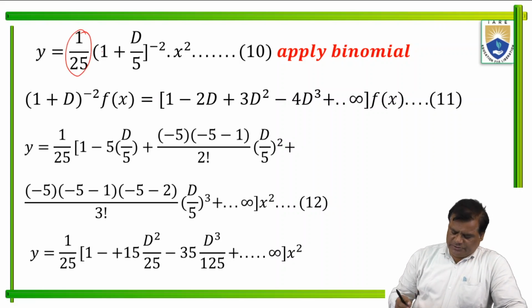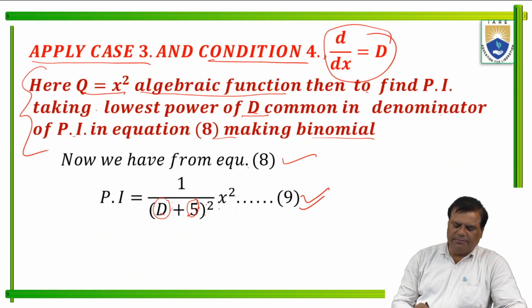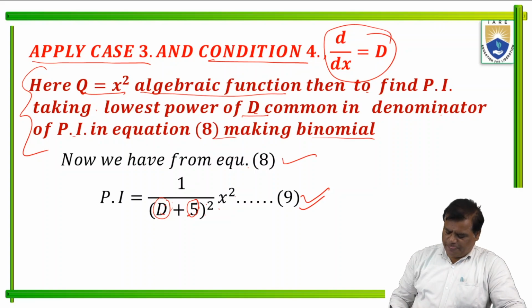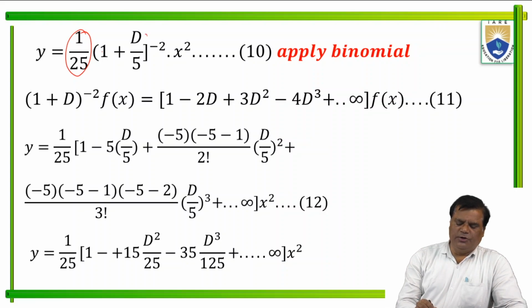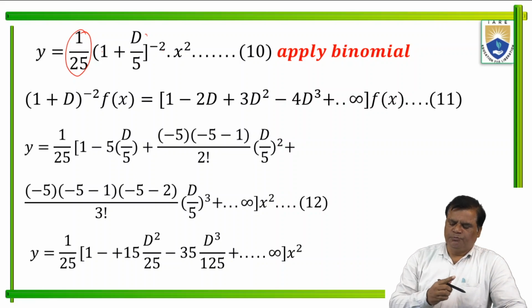And 1 plus, if we take 5 common, then here is 1, and D becomes D by 5. This 5 goes to the denominator of D. So I am writing here (1 plus D upon 5) whole square, whole to the power minus 1 in the numerator, for 1 upon D plus 5 whole square.